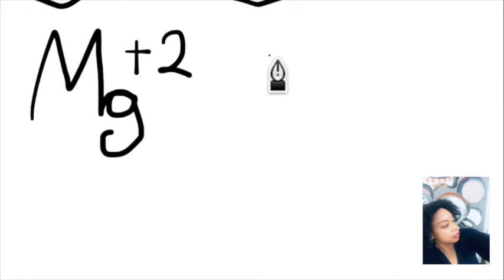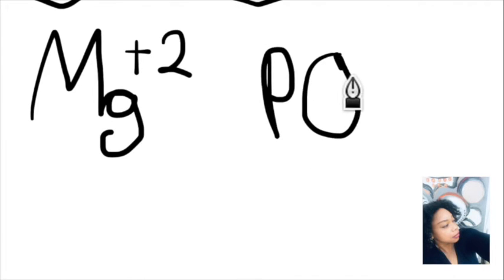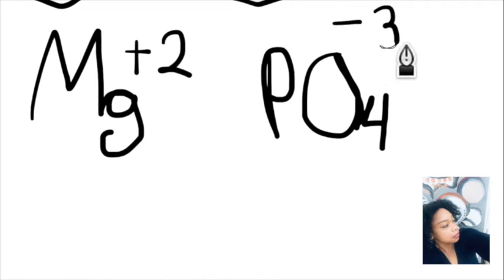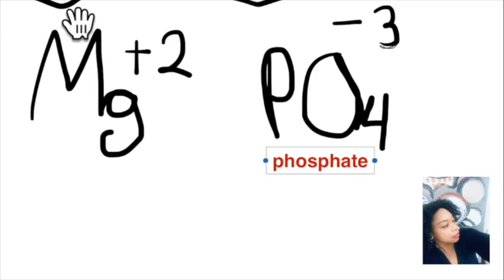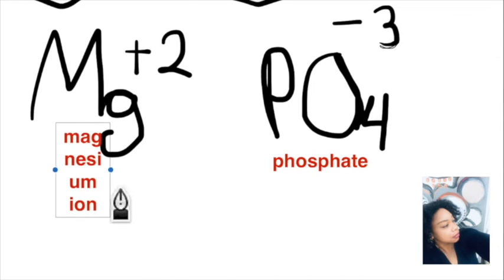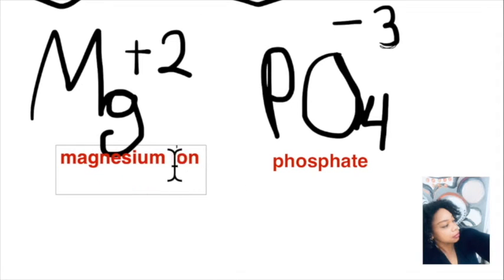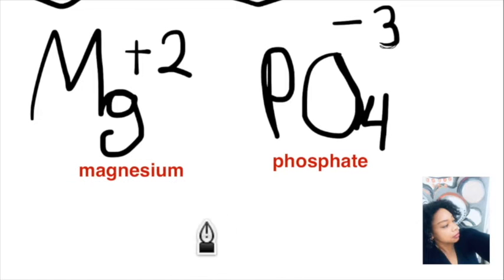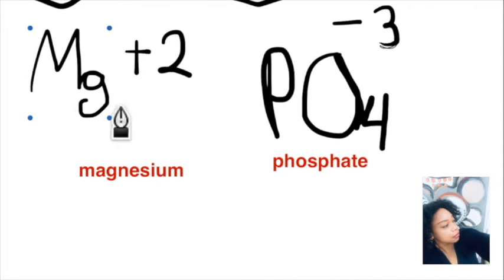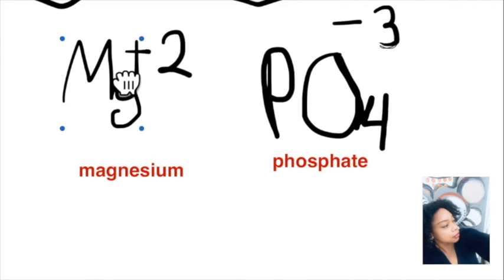Now the next example has magnesium, which is a +2 charge. It's a monatomic ion. And then we have the phosphate, which is a -3 charge. It's a polyatomic. Remember, PO4 is always going to stick together. You can never get rid of PO4. So we call that a phosphate. It's a polyatomic ion called phosphate. And that's magnesium. And they're going to come together to form this compound, and we're going to do the crisscross method. We're going to crisscross the 2 and the 3.